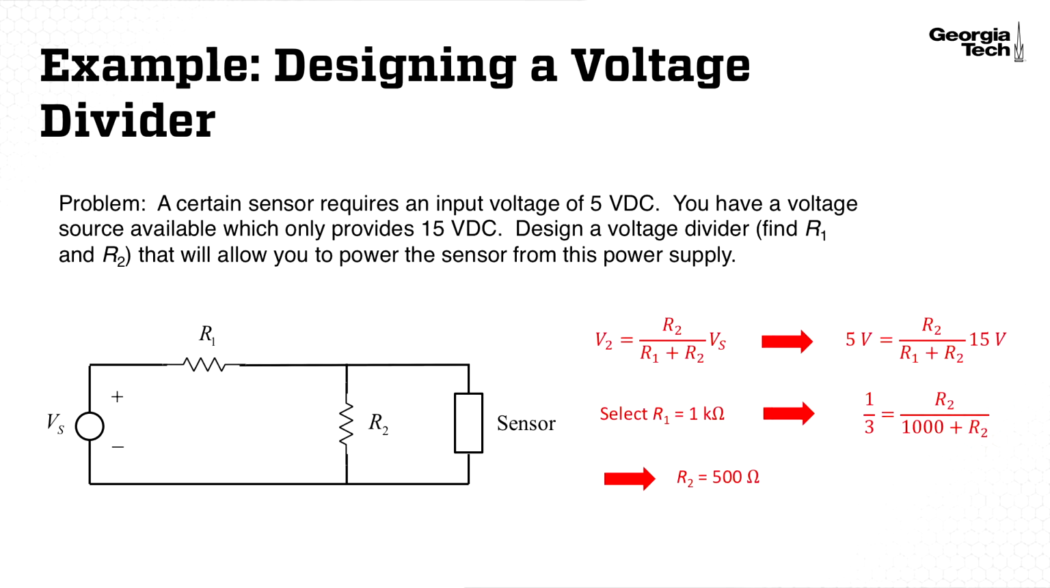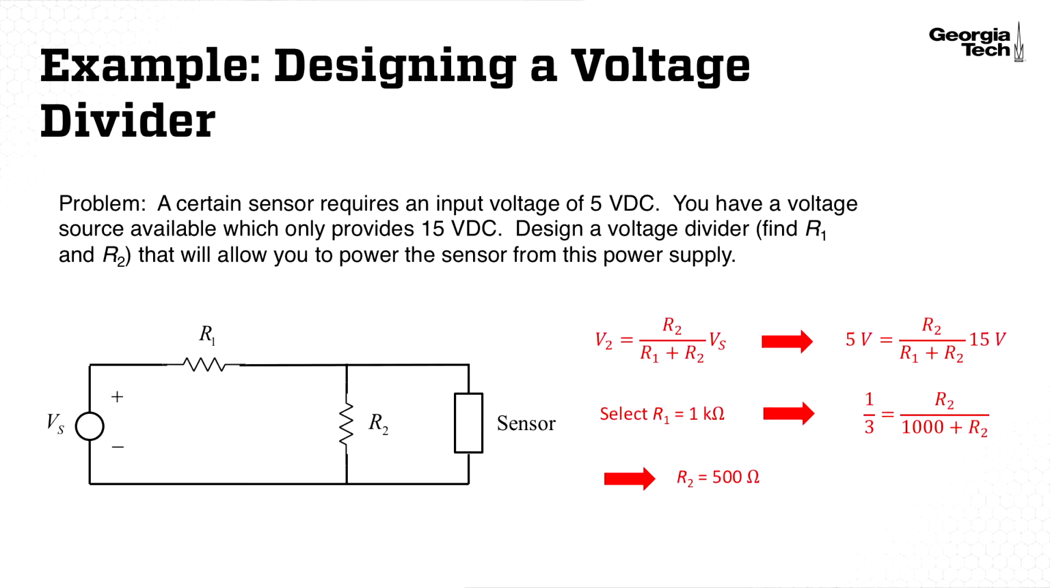We start with the voltage divider equation. V2 is equal to R2 over R1 plus R2 times Vs, which is our input voltage. When we plug in our values, we can see that that fraction R2 over R1 plus R2 has to be equal to 1/3.